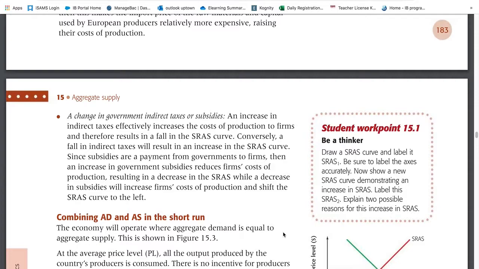Indirect taxes and subsidies is yet another one. An increase in indirect taxes is going to cause an increase in costs of production. Remember, indirect taxes will impact any purchases you make as a business, so your costs are going to steadily go up. So that would obviously cause a shift in your short run aggregate supply curve. If your subsidies are reduced, once again, the costs are going up, so that causes a shift to the left. So remember, if costs go up, shift to the left. If costs go down, that's a shift to the right.